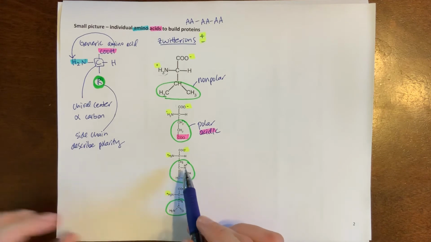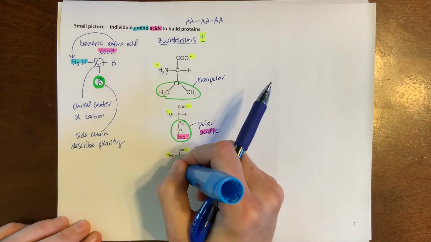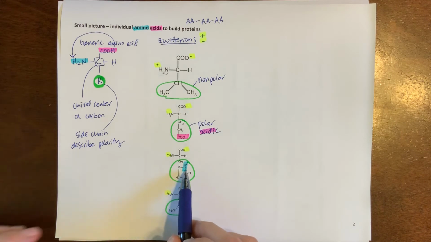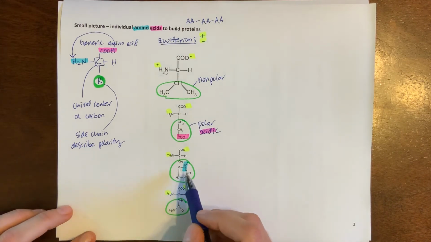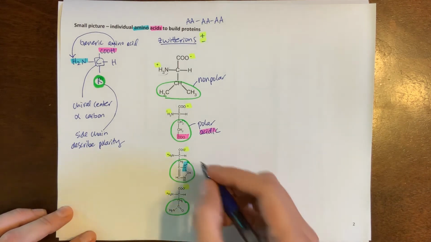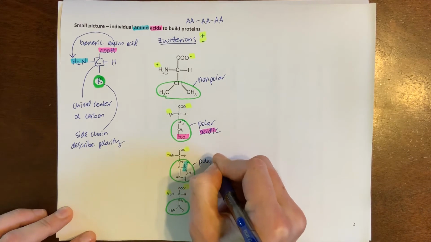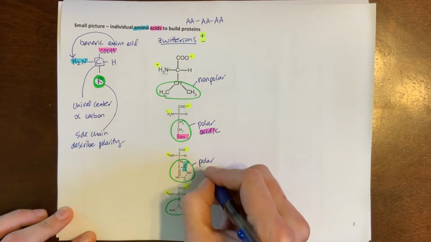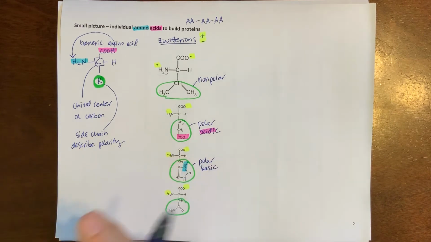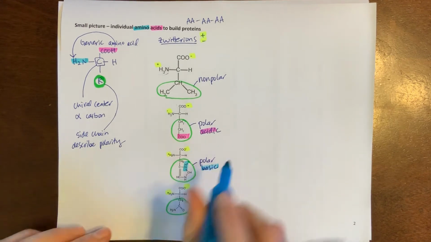Down here, I can see that there's a nitrogen and it's been protonated. So that tells me it's a good proton acceptor. Also, I see that NH is a very polar bond. So if I can see a protonated amine, this is going to be polar basic. So a polar side chain, but basic.